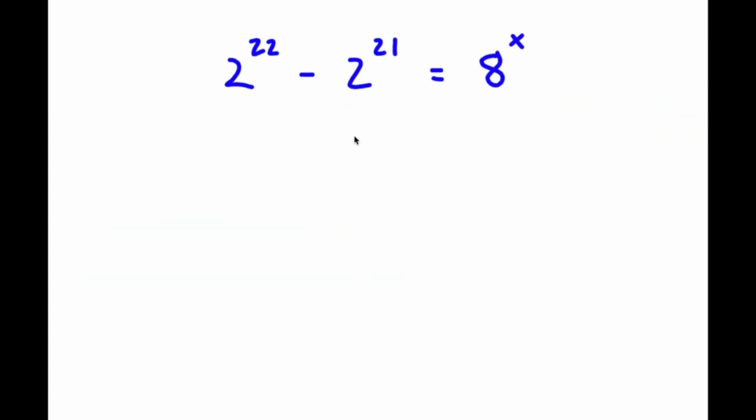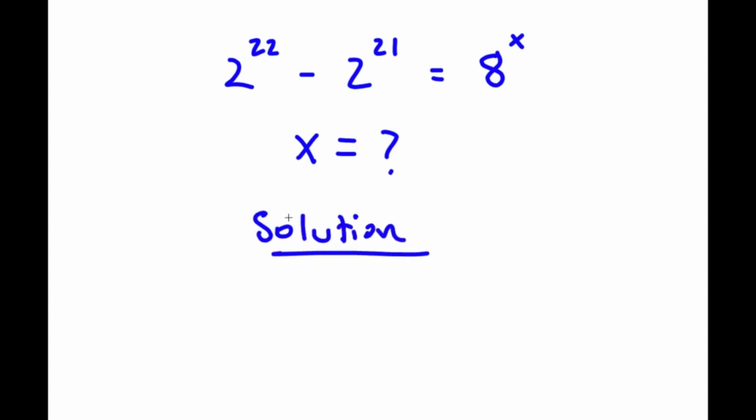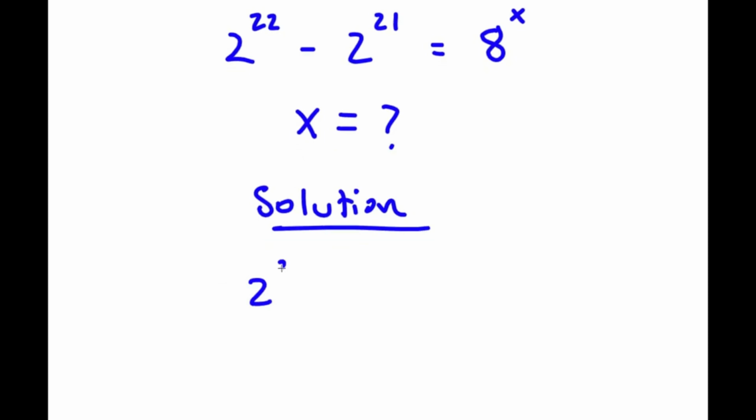Alright, so in this problem, I have 2 to the power of 22 minus 2 to the power of 21 is equal to 8 to the power of x. So I know at first glance, this problem looks pretty complicated. However, it's actually easier than you might think it is. So for this problem, I'm solving for the value of x. So for my solution, first start with 2 to the power of 22 minus 2 to the power of 21 is equal to 8 to the power of x.